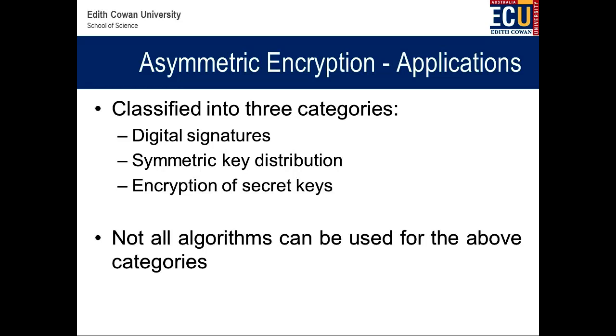If you talk about applications of asymmetric encryption, they can be classified into three categories. They are used in digital signatures, in symmetric key distribution, and in encryption of secret keys. Not all algorithms in asymmetric encryption can be used for the above categories. We will introduce the concept of digital signatures next week, and symmetric key distribution as well. We are only focusing on encryption of secret keys and to some extent symmetric key distribution, but we are not focusing on digital signatures this week.